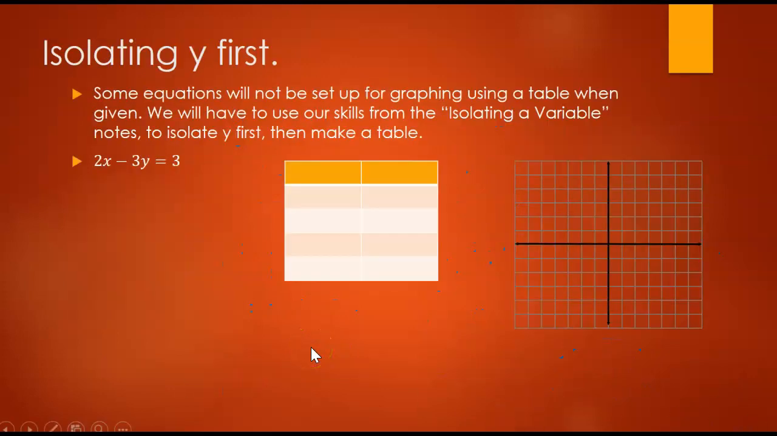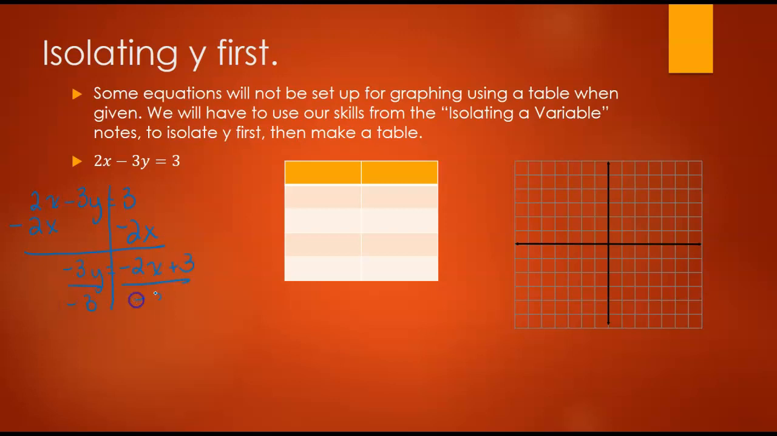Some equations will not be set up for graphing using a table when given. We will have to use our skills from the isolating a variable notes to isolate y first and then make a table. So I'm going to first start by getting y alone. So it's 2x minus 3y equals 3. We learned in the last lesson that we can move the 2x to the other side using addition or subtraction. In this case, it's positive, so I'm going to subtract from both sides. So negative 3y equals negative 2x plus 3.